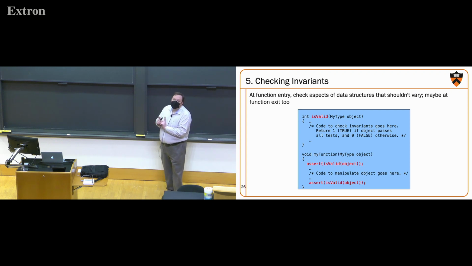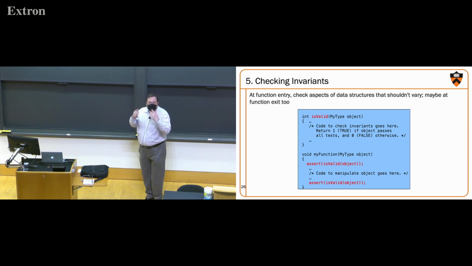This becomes especially important if your data structure involves a bunch of pointers. Because once you have mangled it beyond recognition with pointers pointing who knows where, it can be very difficult to see how that happened. So check your data structures along the way with a checker function and an assert.